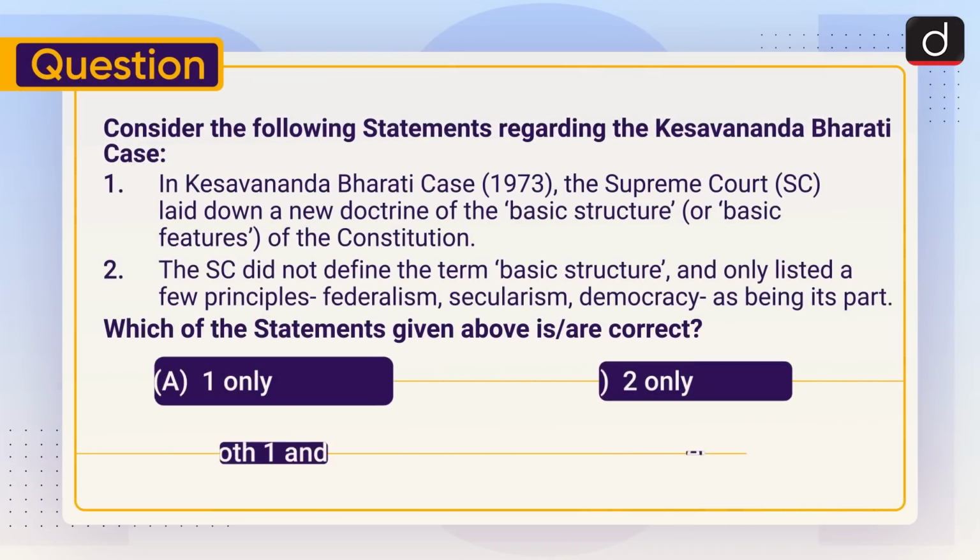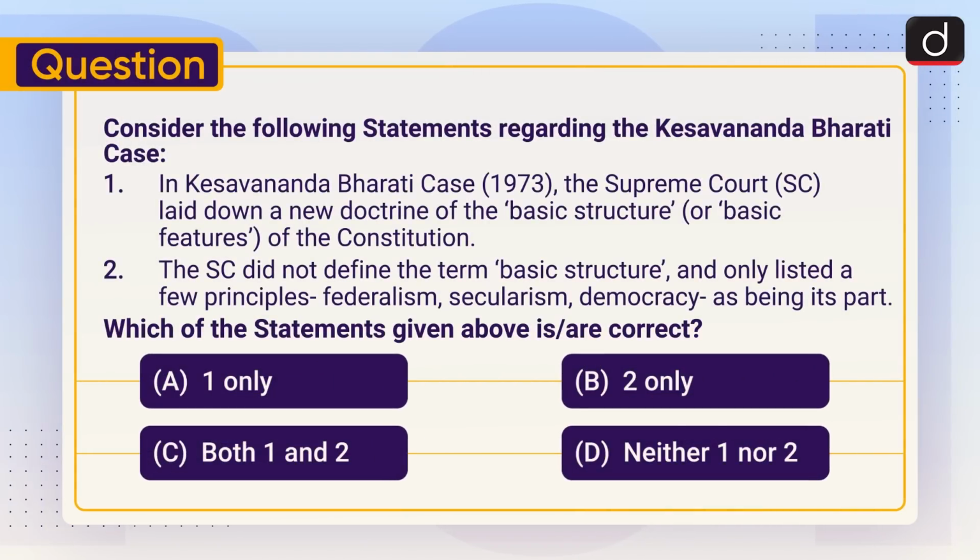Consider the following statements regarding the Kesavananda Bharati case. 1. In Kesavananda Bharati case 1973, the Supreme Court laid down a new doctrine of the basic structure or basic features of the Constitution. 2. The SC did not define the term basic structure and only listed a few principles, federalism, secularism, democracy, as being its part. Which of the statements given above is or are correct? 1 only, 2 only, both 1 and 2, or neither 1 nor 2?